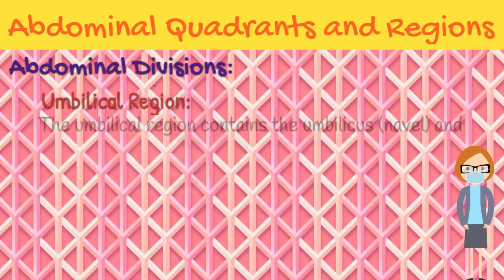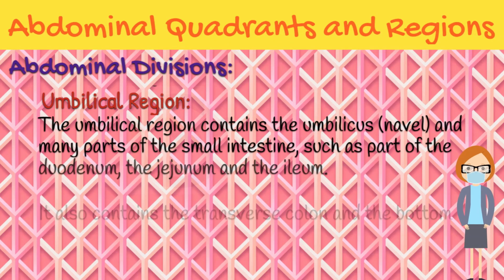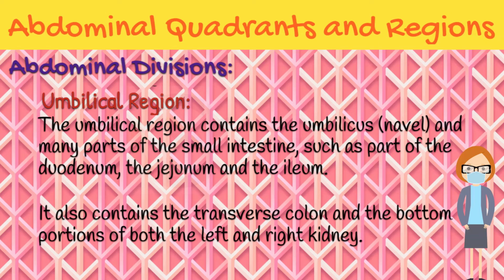The umbilical region contains the umbilicus, that is, navel, and many parts of the small intestine, such as part of the duodenum, the jejunum, and the ileum. It also contains the transverse colon, the section between the ascending and descending colons, and the bottom portions of both the left and right kidney.